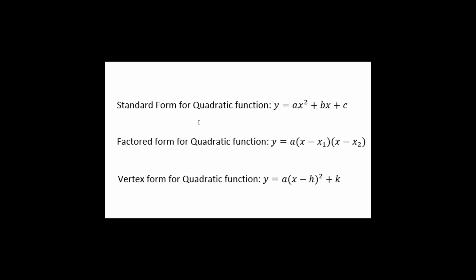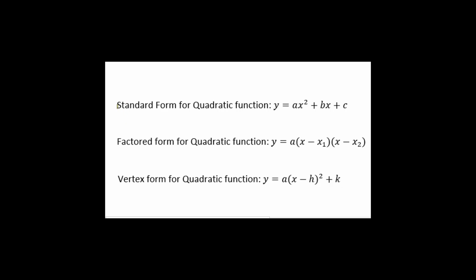There are three forms for a quadratic function. Standard form is y equals ax squared plus bx plus c. Factored form is y equals a times (x minus x1) times (x minus x2). Vertex form is y equals a times (x minus h) squared plus k.